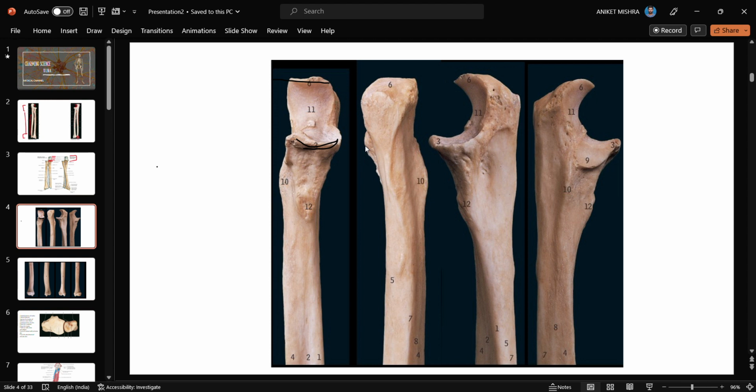It has four surfaces: the first is the superior, second the anterior, then the posterior, medial, and then the lateral one. When we see it from the superior view, the olecranon forms the upper part of the trochlear notch, and the coronoid process forms the lower part, or lower surface, of the trochlear notch.